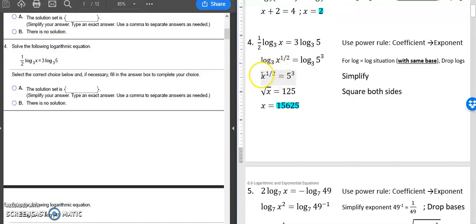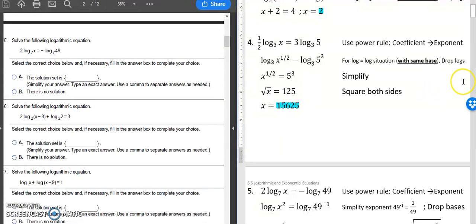We'll drop the logs. So we'll have x to the 1/2 power equals 5 to the 3rd power. And now we can simplify this exponent over here. We'll have 5 to the 3rd power being equal to 125. Remember now, x to the 1/2 power equals the square root of x. So we can square both sides, and we'll end up with x equals 15,625.